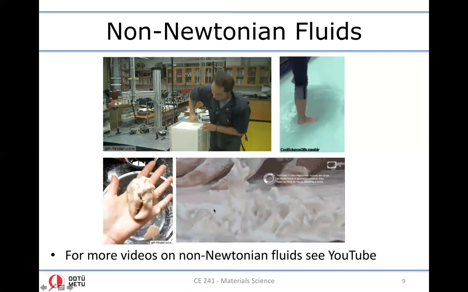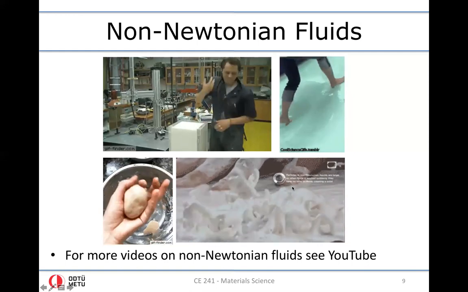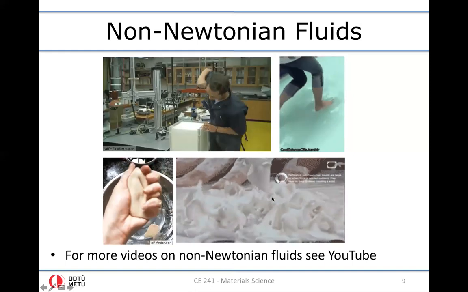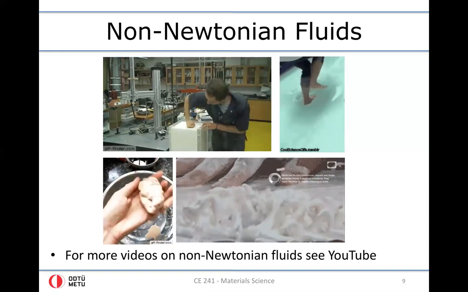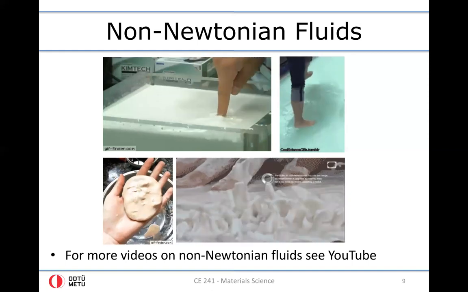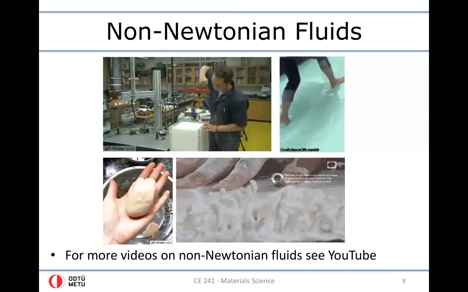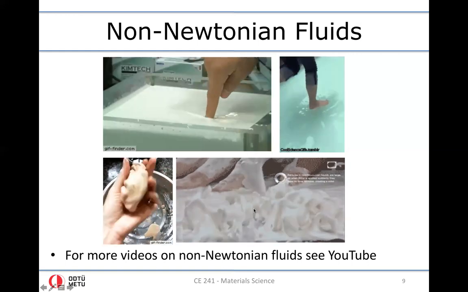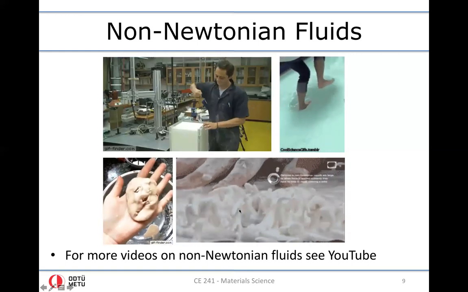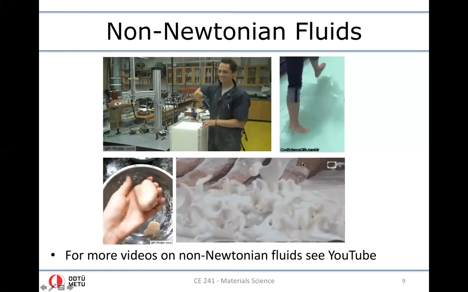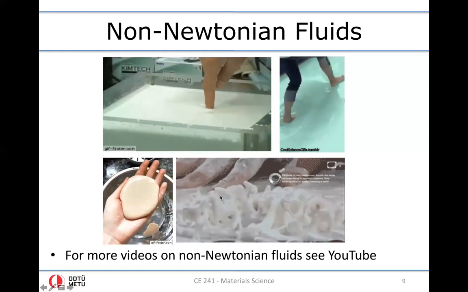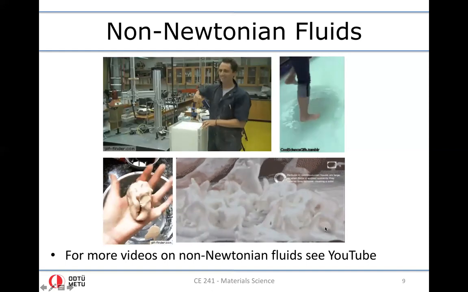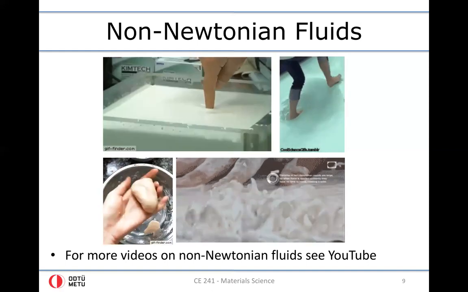Another interesting example is here where the non-Newtonian shear thickening material is put on the speaker, and when the speaker is activated with a song or some frequency of vibration, you see the creation of some interesting shapes on the surface of the non-Newtonian fluid. So there are many more videos on non-Newtonian fluids on YouTube if you are interested, just look for them.